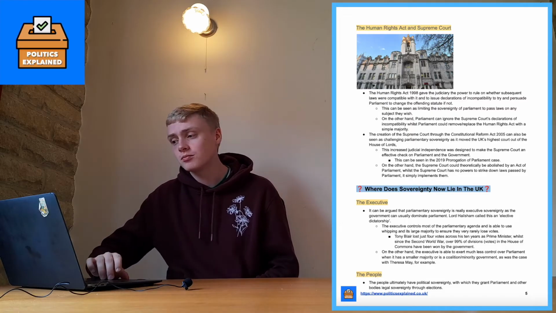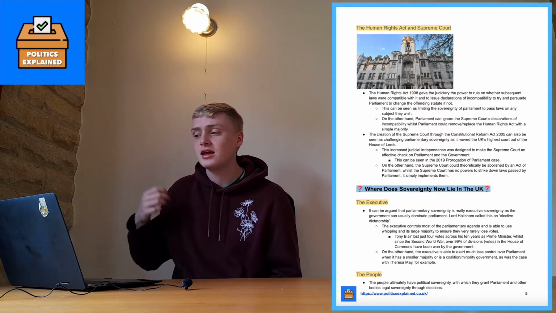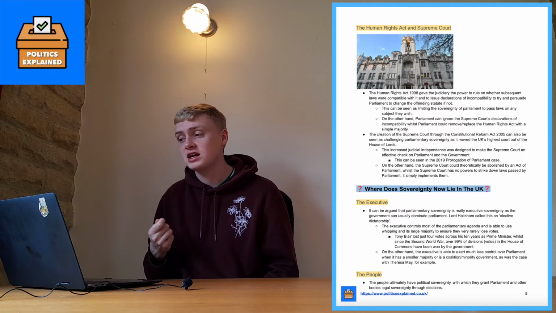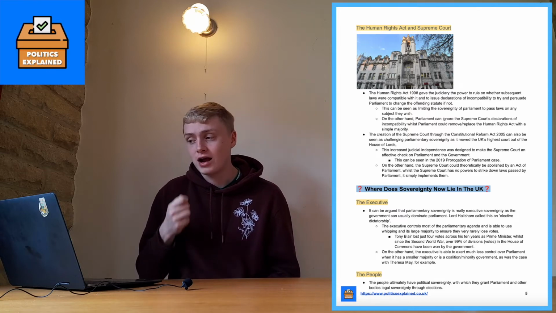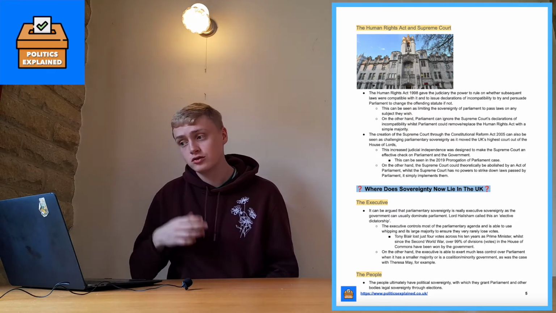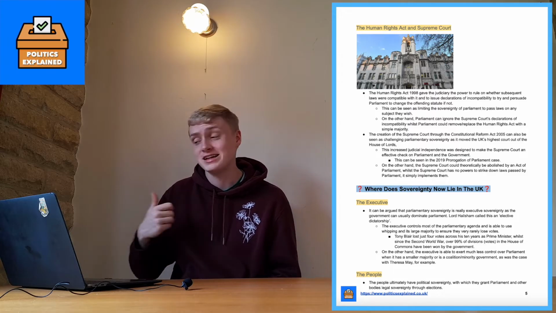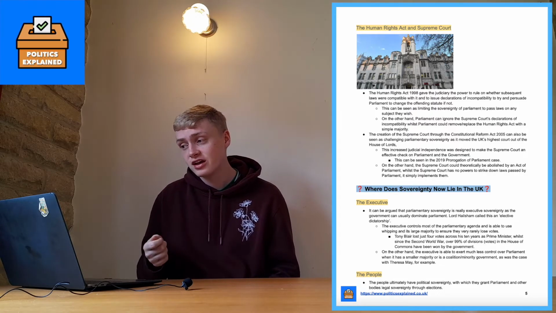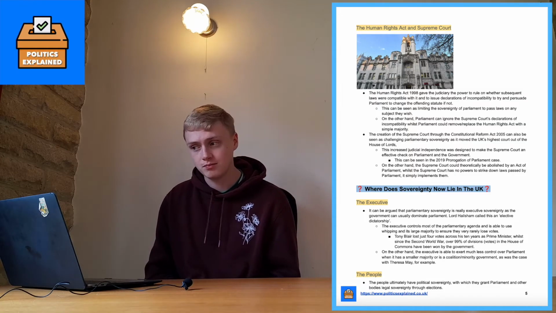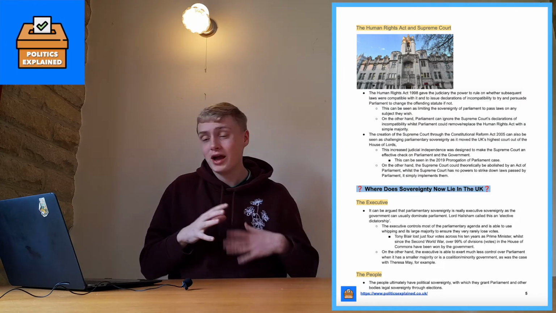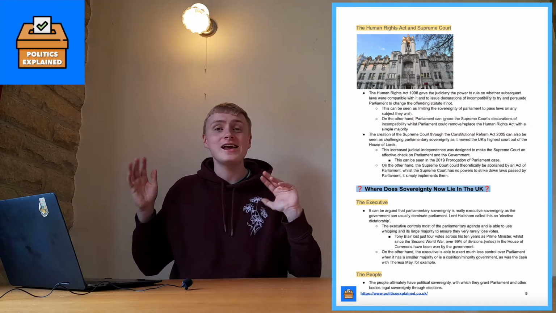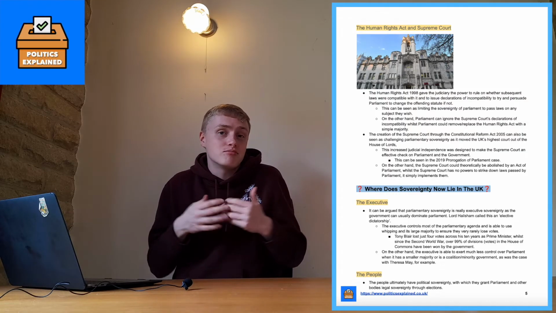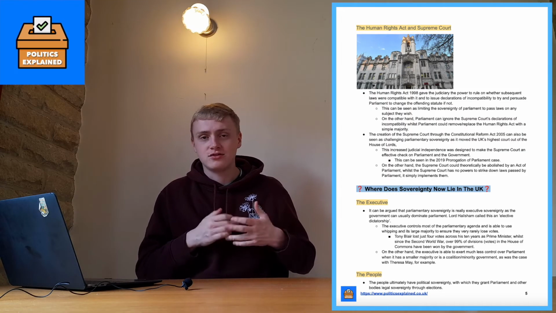The executive controls most of the parliamentary agenda and is able to use whipping and its large majority to ensure they very rarely lose votes. For example, Tony Blair lost just 4 votes across his 10 years as Prime Minister, while since the Second World War, over 99% of votes in the House of Commons have been won by the government. So that's a way in which it can be argued that it isn't Parliament that has legal sovereignty. In practice, it's the executive because they have so much power.